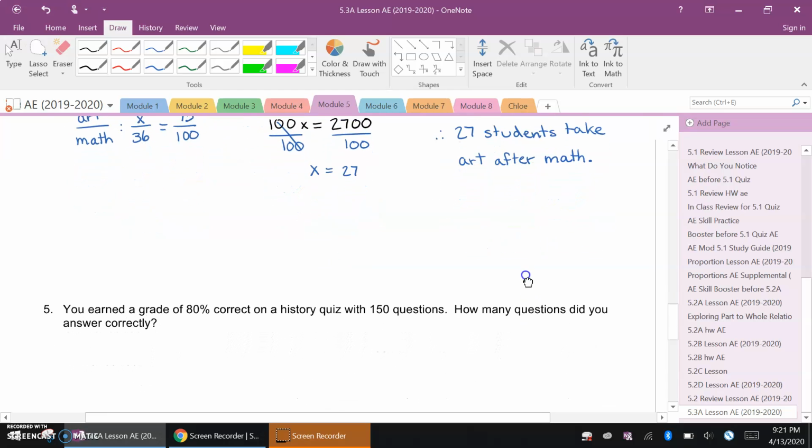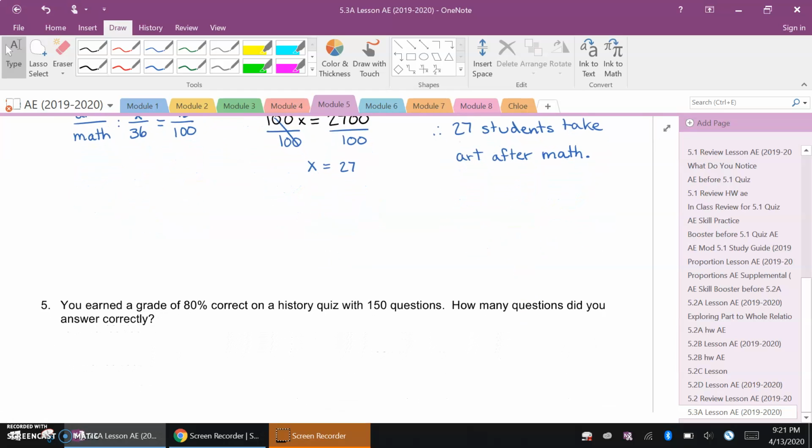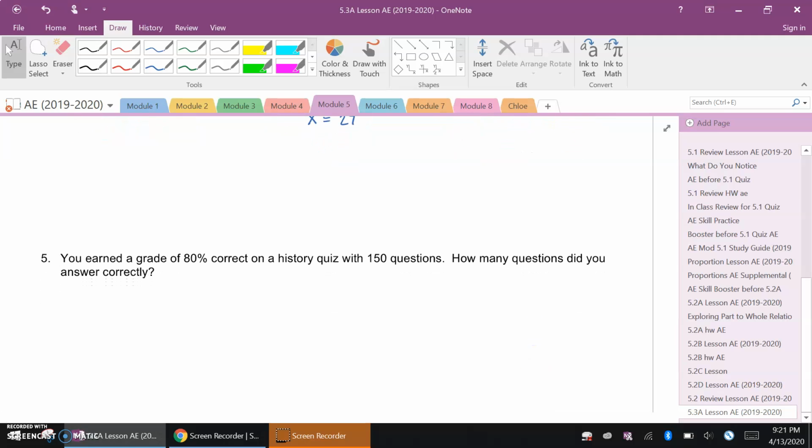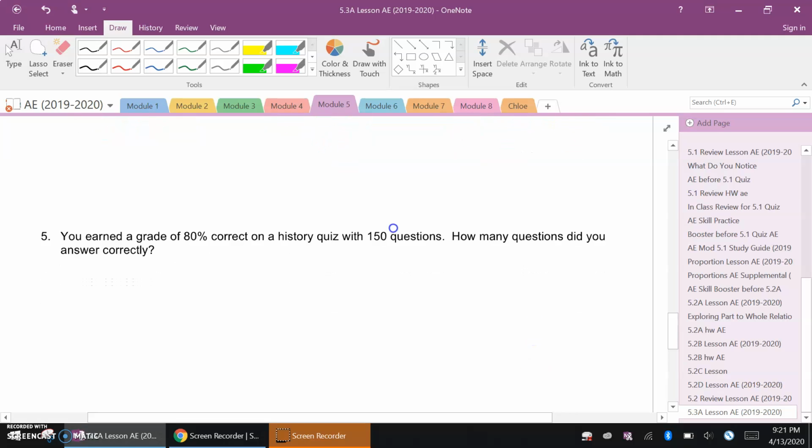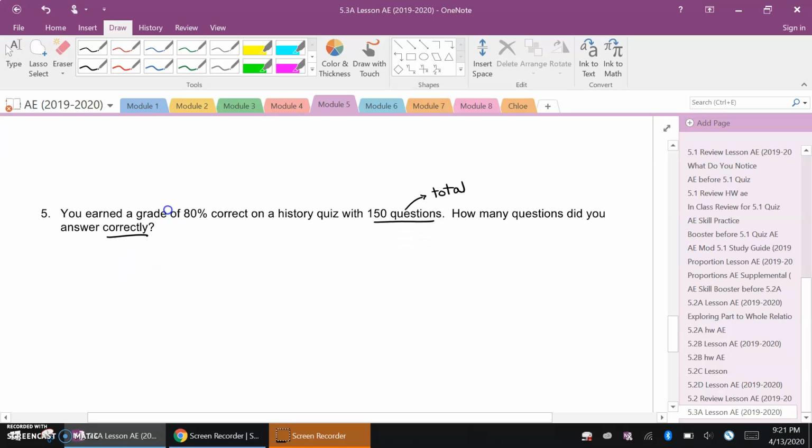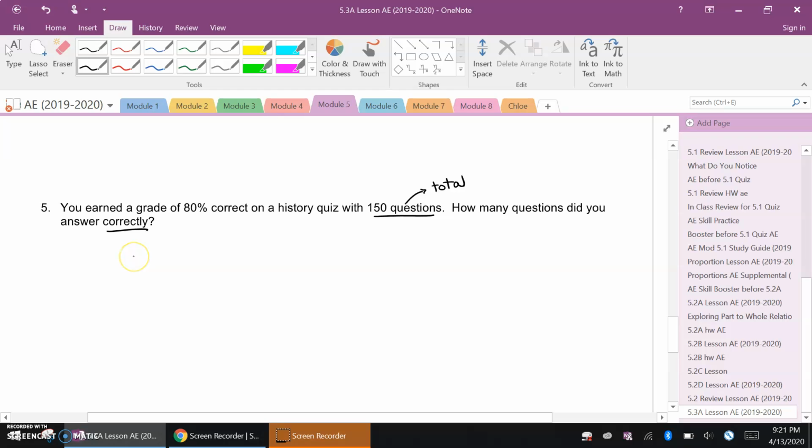Okay, moving on, looking at number 5. You earned a grade of 80% correct on a history quiz that had 150 questions. How many questions did you answer correctly? So 150 questions there, that's going to be our whole or the total. And correct is going to be our part. And what we're looking for is how many correct questions did you get? So we're going to let x equal the number of correct questions, or questions answered correctly. So we are looking in our word ratio at having correct over the total number of questions.